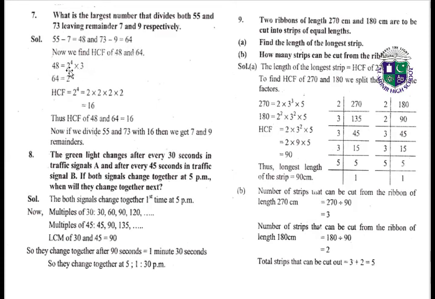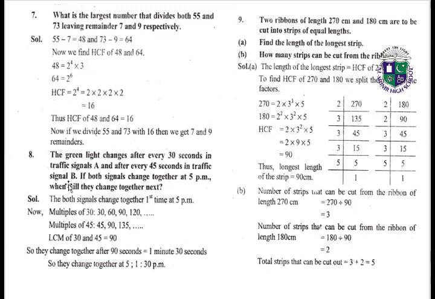48 is 2 to the power 4 multiplied by 3, that is 16 times 3 is 48. 64 is 2 to the power 6. The highest common factor is 2 to the power 4, which is 16. Thus the HCF of 48 and 64 is 16. If we divide 55 and 73 by 16, we get remainders 7 and 9.